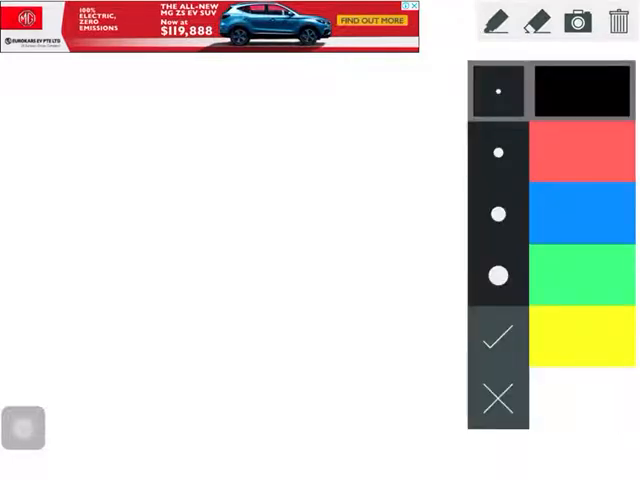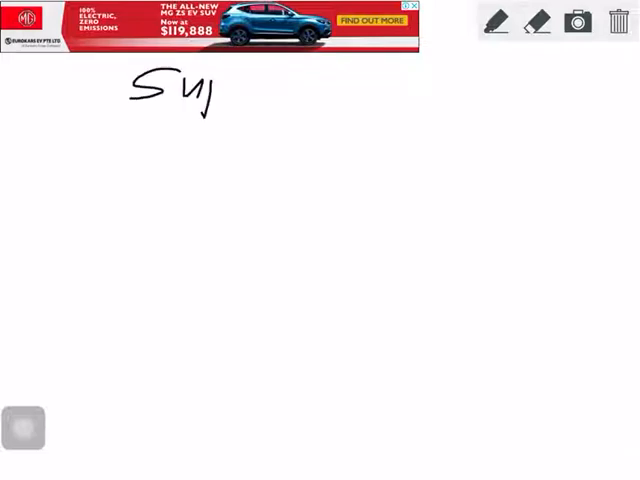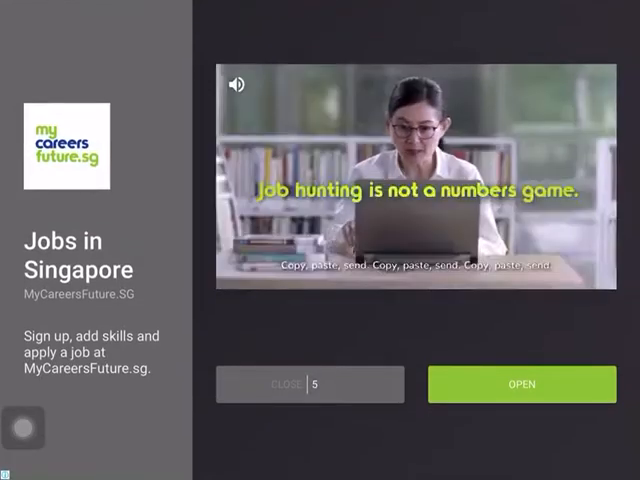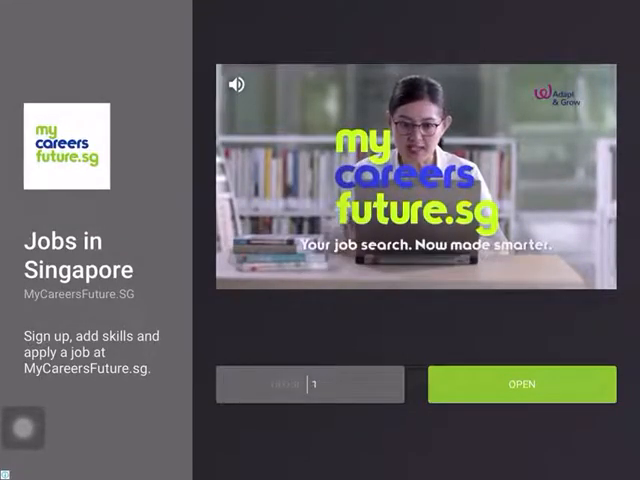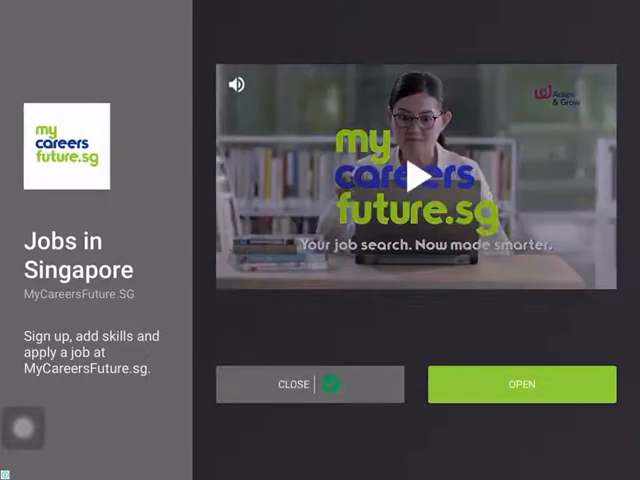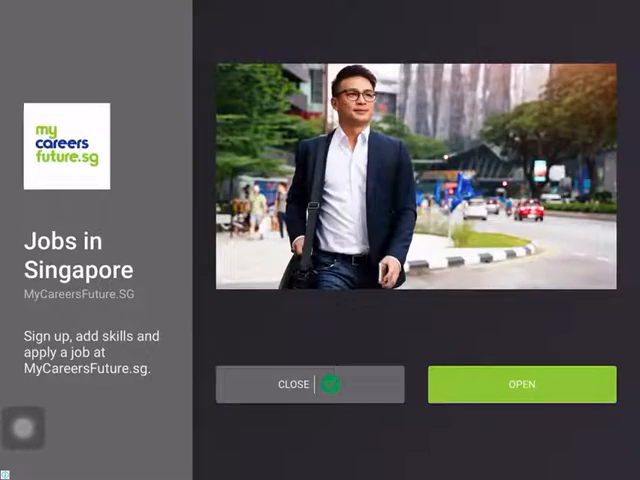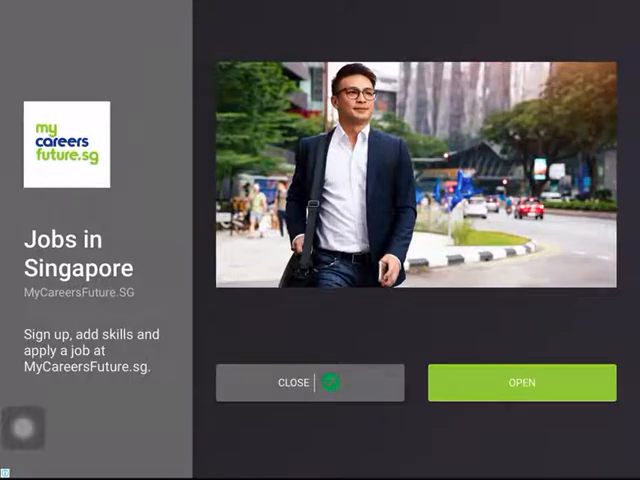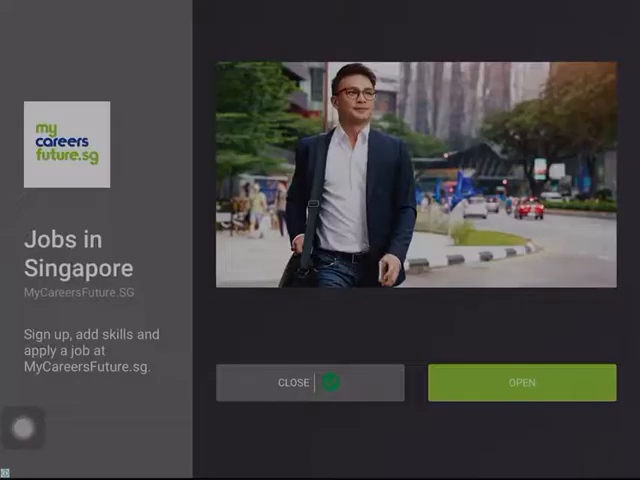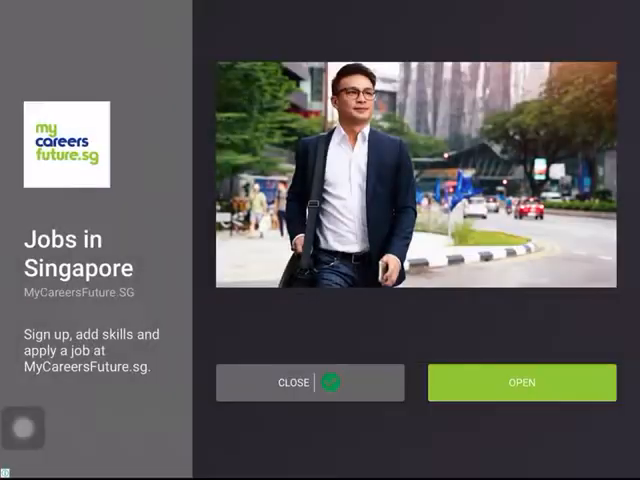Okay, so I'm going to write down here. So the supply and demand, right? I just sorry, I just make it. Shit. Hold on. MyCareersFuture.sg. Try it. It's full of shit when they start ads. Okay, sorry about that.